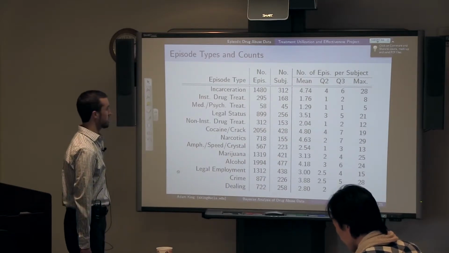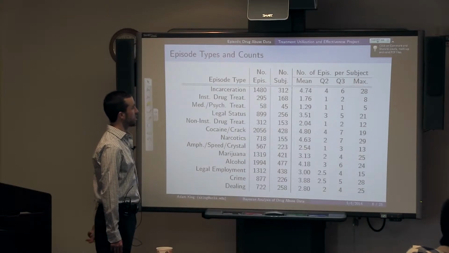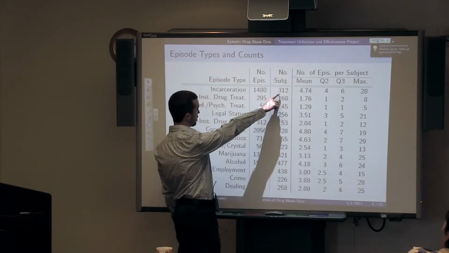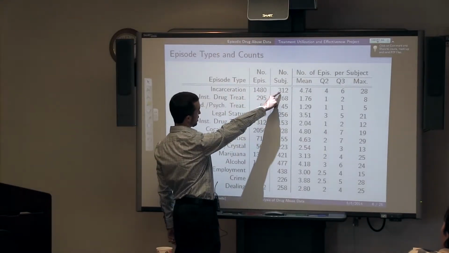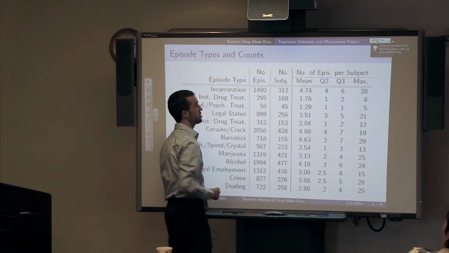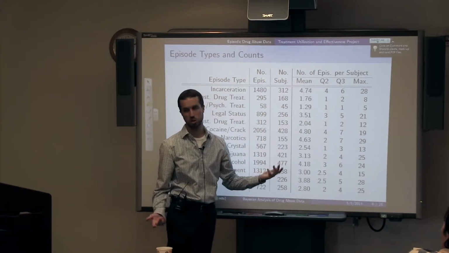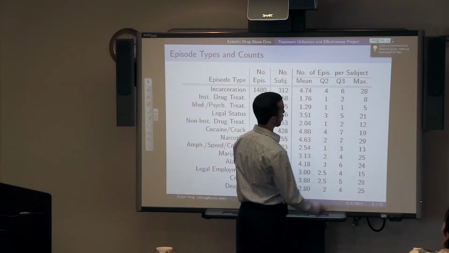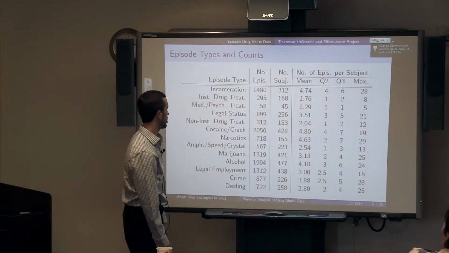Okay, so this is how much data we have. Here we have the 13 different types of behaviors and circumstances. And you can see, for example, among the 500 or so subjects, about 300 of them reported at least one episode of incarceration. And in total, those 300 subjects contributed about 1,500 episodes of incarceration. So among subjects who were ever incarcerated, they were incarcerated about 5 times. And we actually had one subject who was incarcerated a total of 28 times over the course of their life.